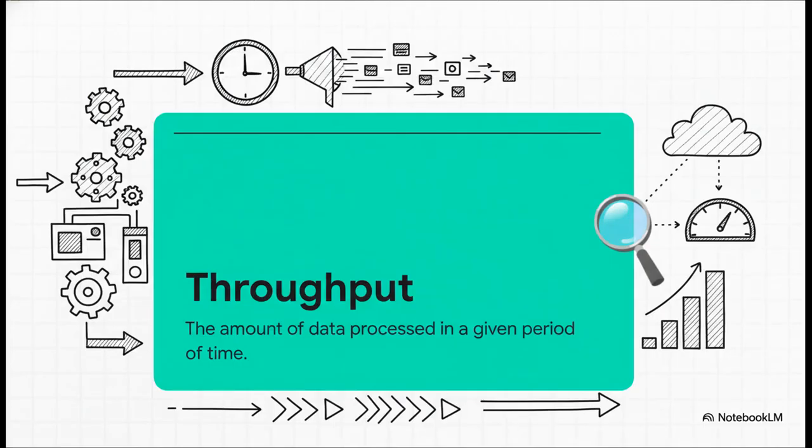And our final vocab word is throughput. Now, this one's often misunderstood. It's not about speed, not really. It's about capacity. Think of a highway. Speed is how fast one car is going. Throughput is how many cars can get down that highway in an hour. It's about the total volume a system can handle.